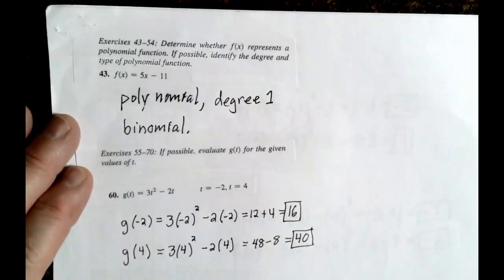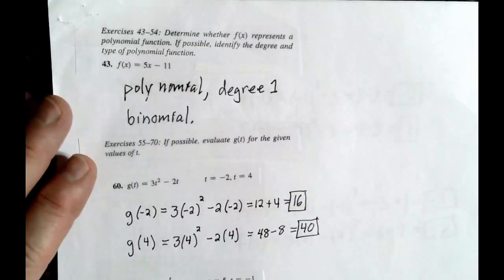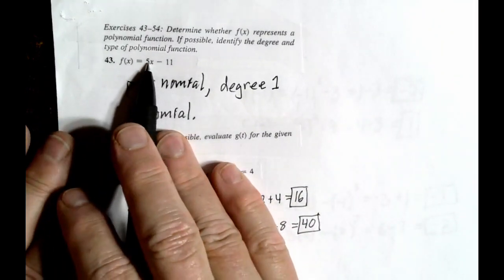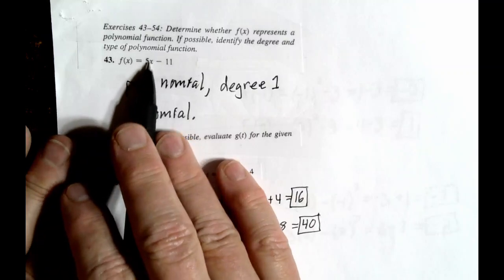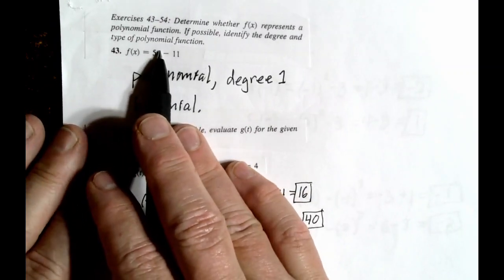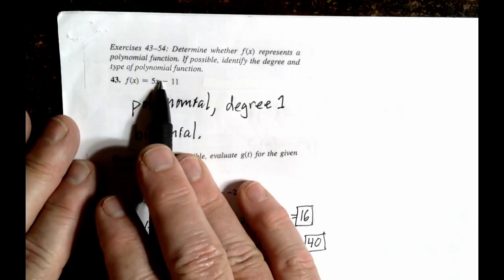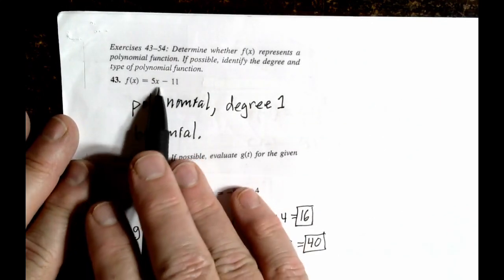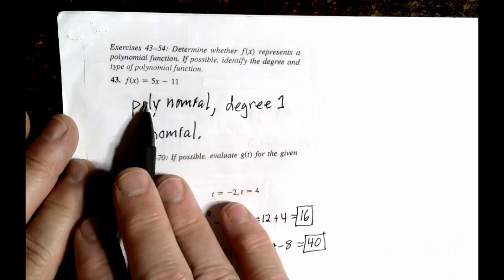Okay. Now they ask you if something's a polynomial. If it is, what's its degree and what type of polynomial? Well, this is a polynomial. Polynomials have x's. They can have many x's, and the exponent of each one has to be a positive whole number. Can't have negatives or decimals. Right. So 5x minus 11, that is a polynomial.